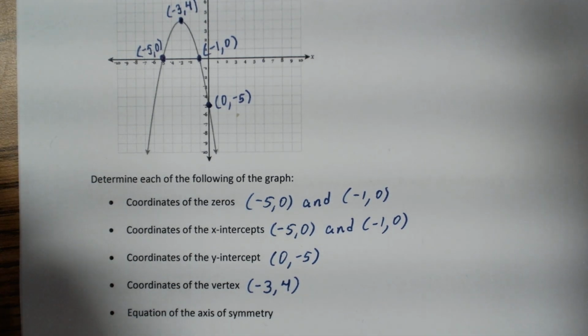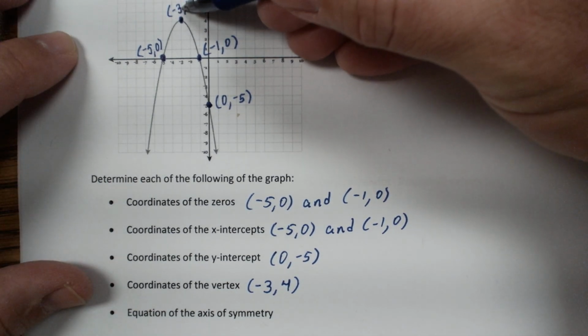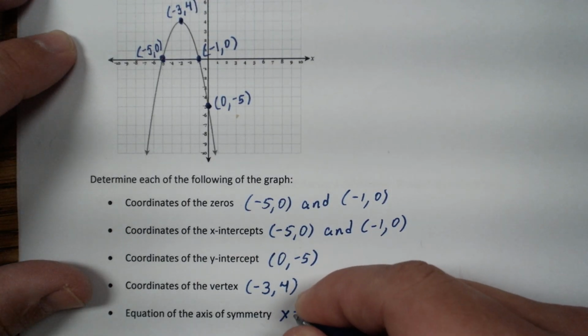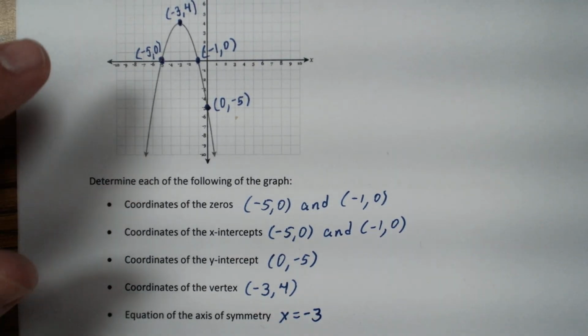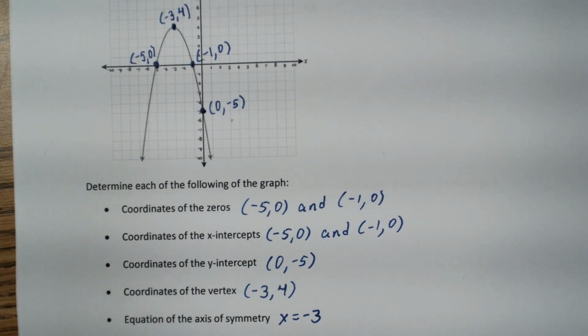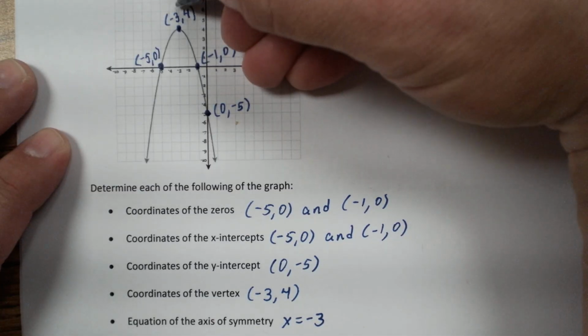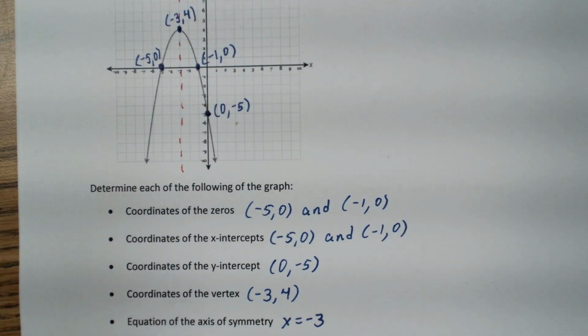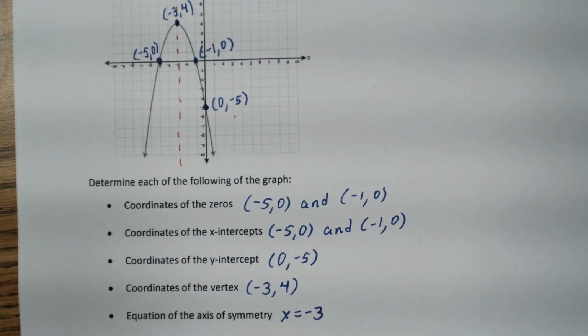Finally, what's the equation of the axis of symmetry? It is always the x value of the vertex. So you would answer this with x equals negative 3. So look at your vertex. It's always the x value. By the way, just a quick side note, that would actually be representing this vertical line that the graph reflects over. All right, that completes our information we would need to be able to get from the graph.